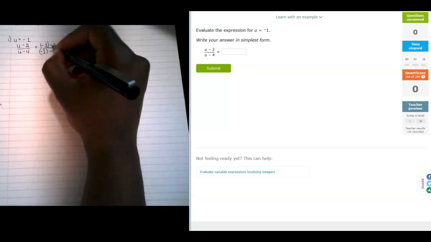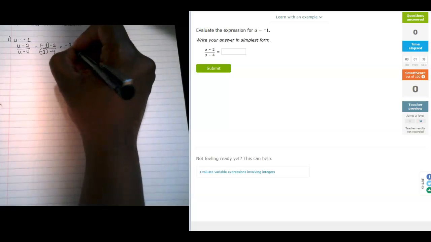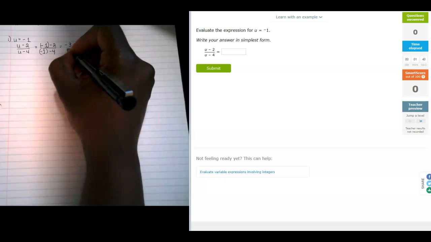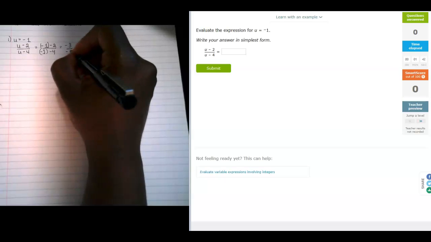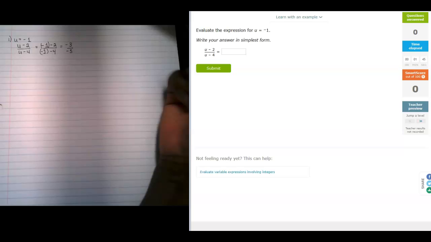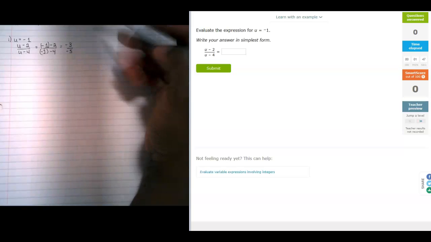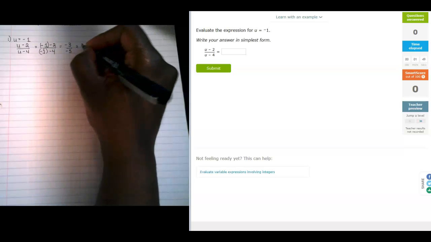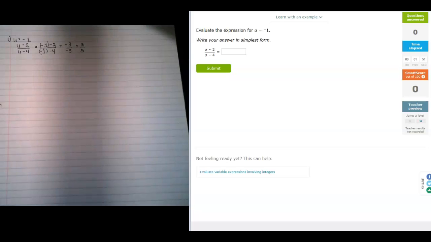I've got -1 minus 2 is -3. -1 minus 4 is -5. Well, that's not completely simplified because I know a negative divided by a negative is a positive. So our answer would be 3/5.